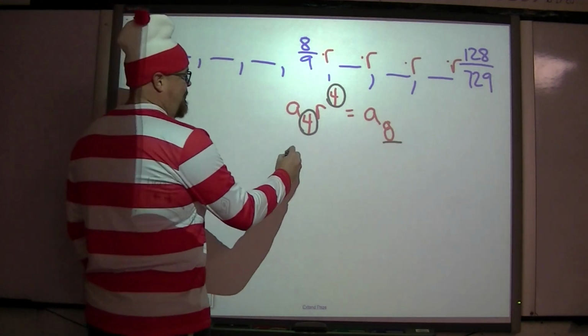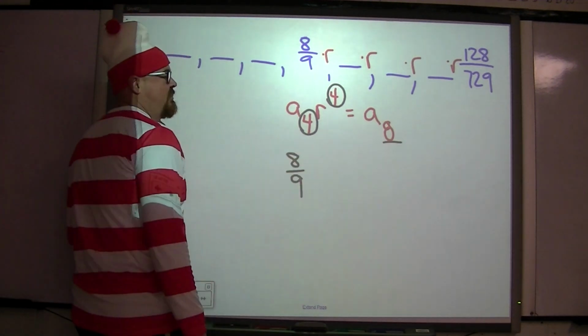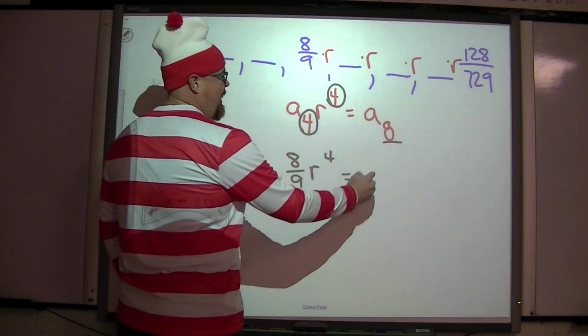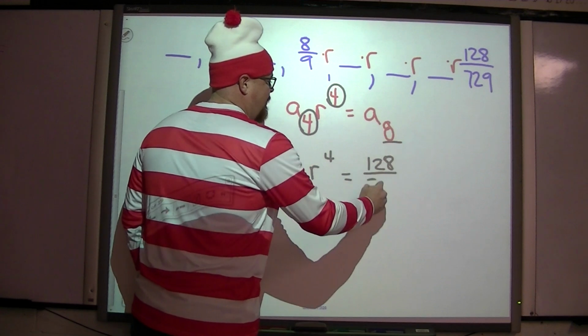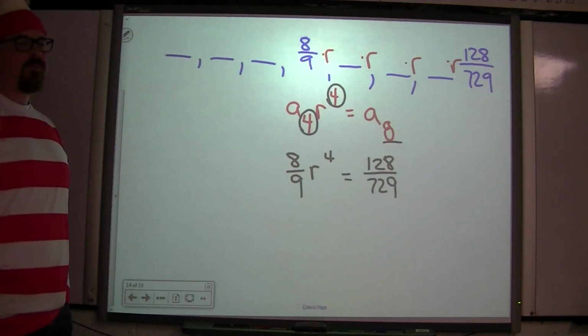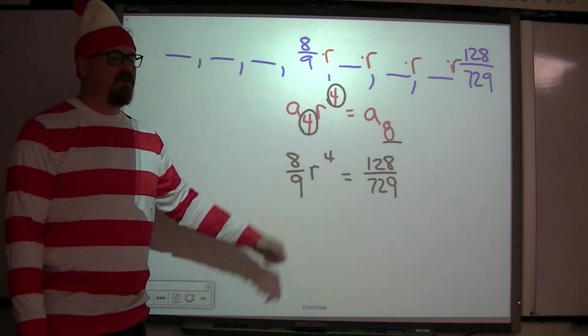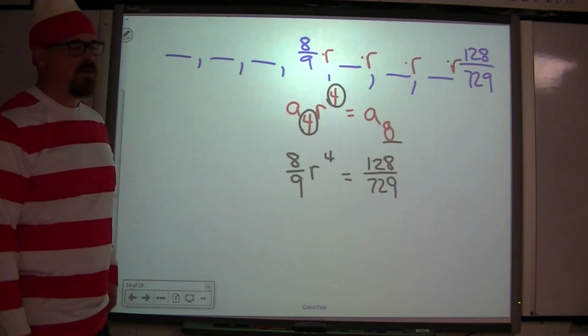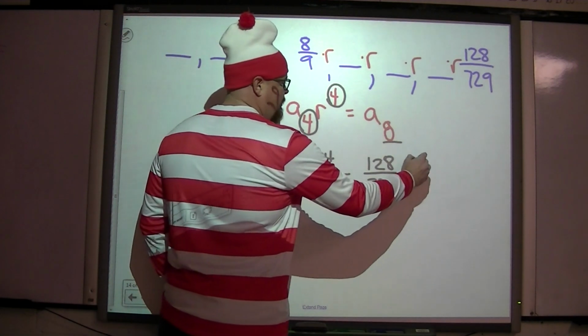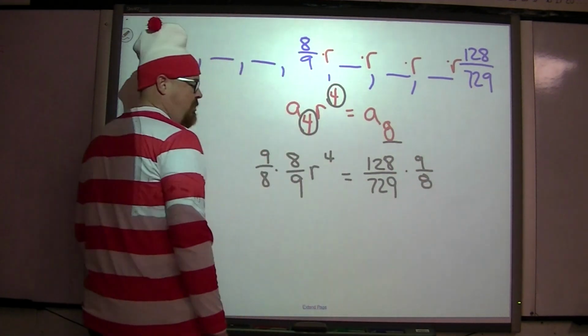So with this information, if I have 8/9 for my fourth term, times r to the 4th power, and that gets me 128 over 729, I can start to solve for r here, okay? So I can multiply by the reciprocal here to isolate the exponential term.